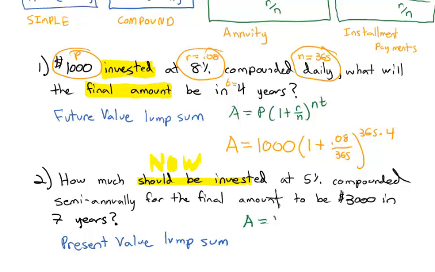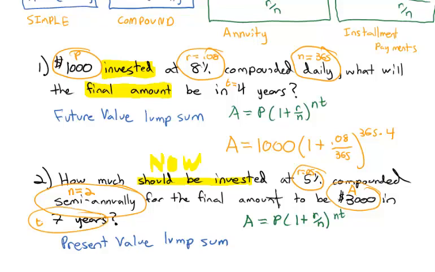So same formula, A equals P times (1 plus r over n) to the nt. But this time we're going to plug in different numbers. 5%, that's our interest rate, 0.05. Compounded semi-annually, that's the number of compounds per year, is 2. $3,000 is the final future accumulated value. That's our A. And 7 years, that's the time. So $3,000 equals the present value, that's what we're looking for, times (1 plus the interest rate, 0.05, over n, which is 2) to the 2 times 7 years. And then this formula could be used to solve for P and get our final answer.